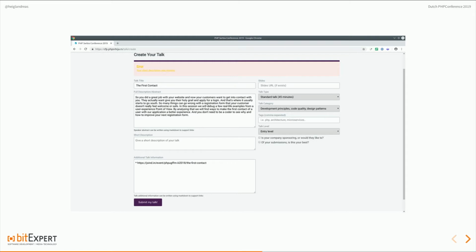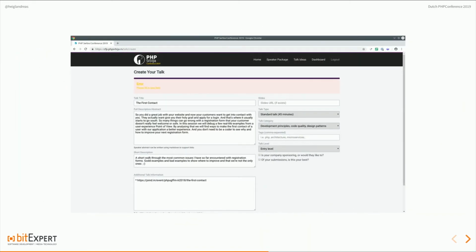So let me have a look whether I can read it here. Error, your short description is missing. Okay, so my short description is missing, so I have to fill in the short description. Where is the short description? So now I have to look through the whole form again until I realize, oh yeah, there is the short description. Okay, so I fill in the short description and I hit enter or submit my talk. What do you think happens? This happened.